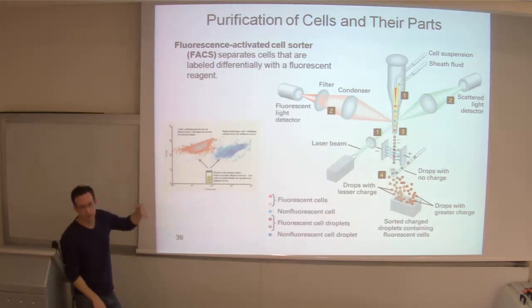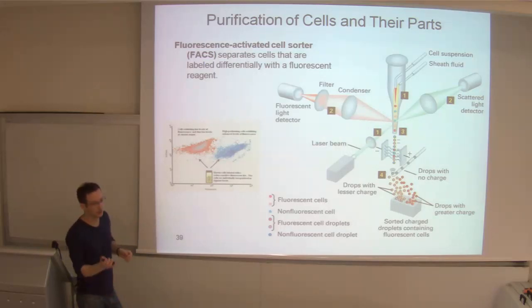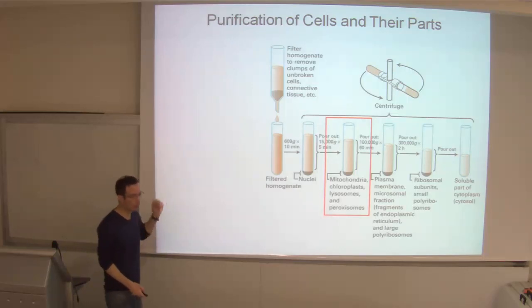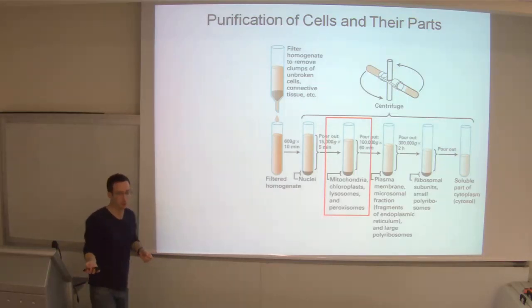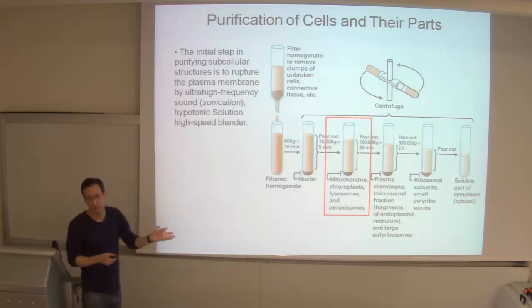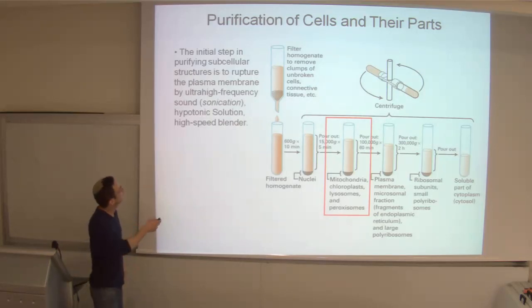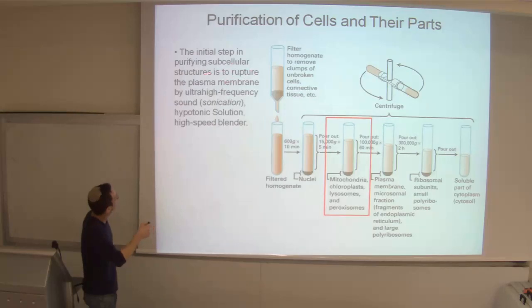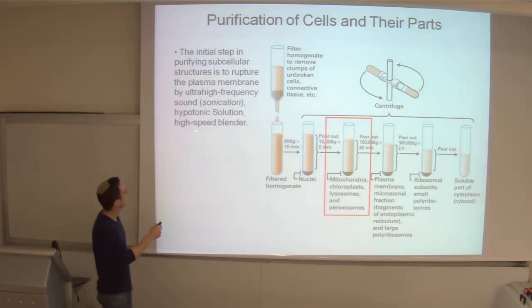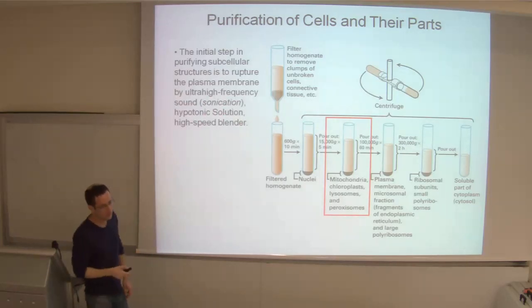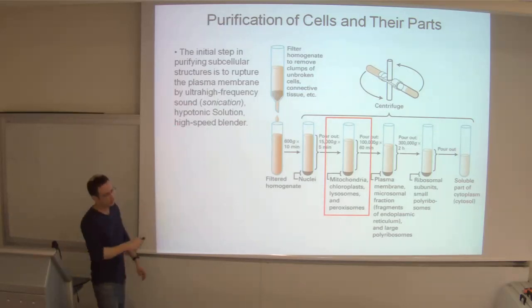The point here is to separate one cell type from another based on a specific feature. Next, if you want to separate organelles from inside the cell, what we first have to do is go through the plasma membrane, right? So we have to rupture the plasma membrane. We can do it either by ultra-frequency sound delivery, which is called sonication, a hypertonic solution, or a solution low in salts, or just use a good old high-speed blender, not very sophisticated, but you just have to break the plasma membrane and it works.